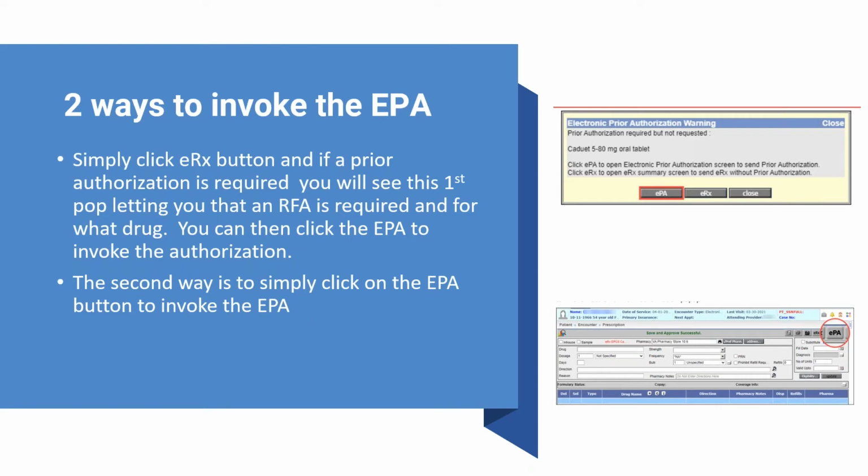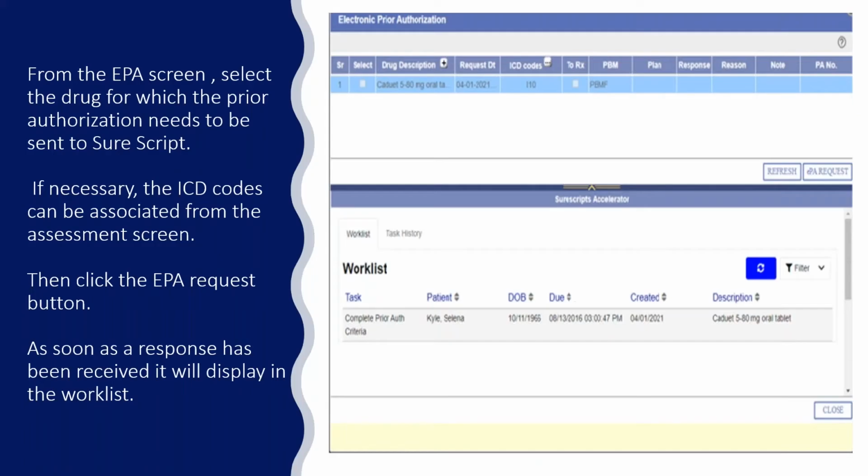There's two ways to invoke the EPA. Simply, you can go to the ERX button and go ahead and send your prescription. When you do, you'll get this pop-up. It says EPCA or EPA, and that starts your process for your authorization. The second way, you can go straight to the EPA button and invoke the authorization that way. Once you invoke the authorization, you'll get a pop-up like this, which will show all the drugs that are requiring an authorization. You can go ahead and associate that ICD code and then hit EPA request.